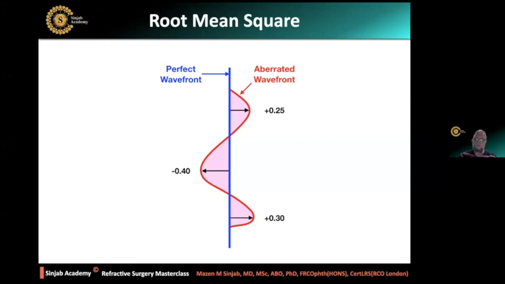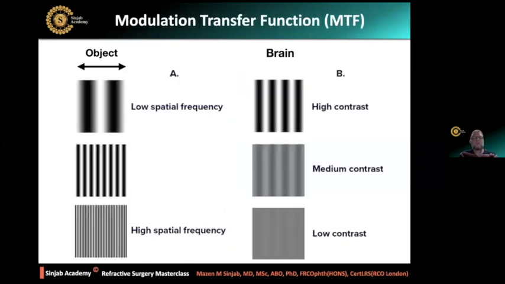We don't know. Does the patient suffer from coma? We don't know. So it gives an idea. And it can give everyone, one by one. We come to the modulation transfer function, the MTF.